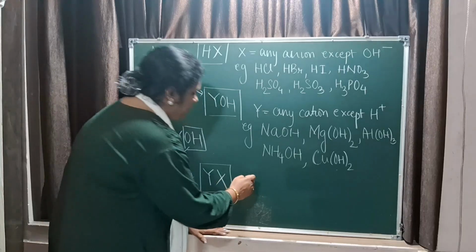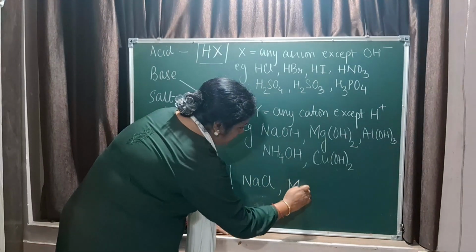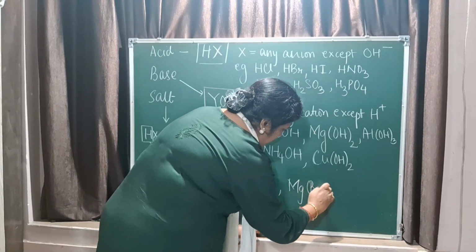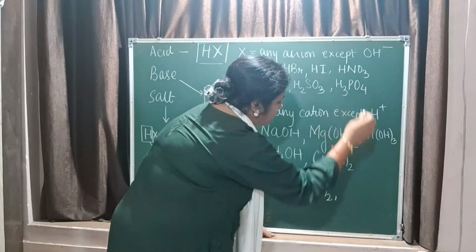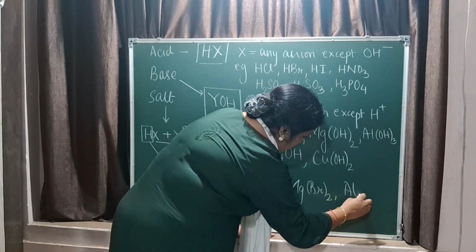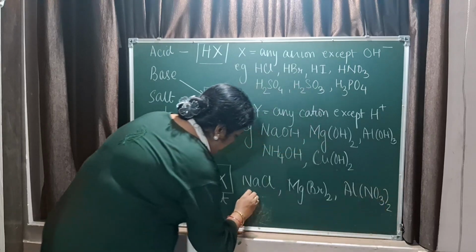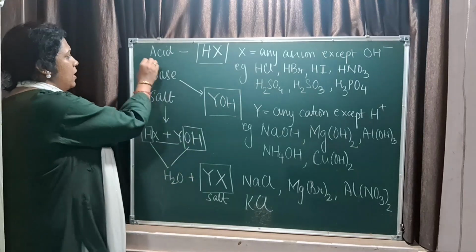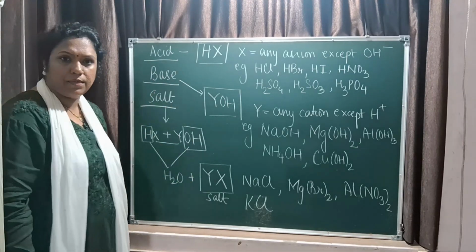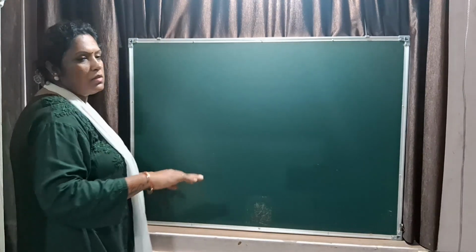Examples: NaCl, then MgBr2, then you can have aluminium nitrate, KCl. Okay, these are the examples. So this is your acid, base and salt. Clear? Yes. This much you should have understood in making formulas and all.